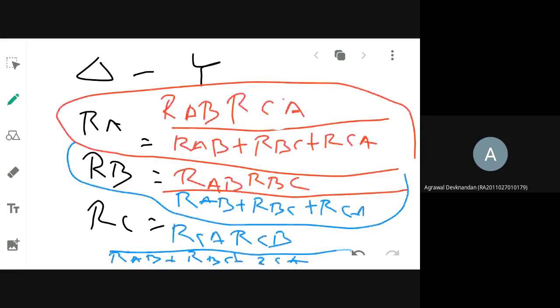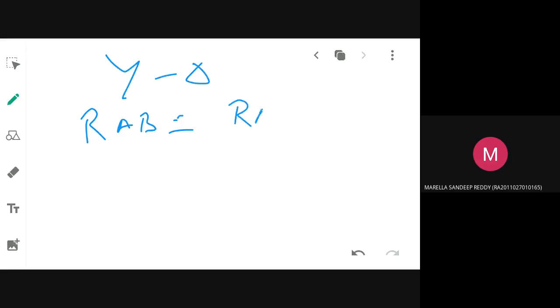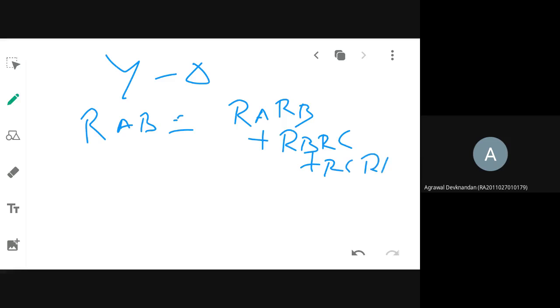Next, if you move on to star to delta, what is RAB? RAB equals RARB plus RBRC plus RCRA divided by RC. RBC equals RARB plus RBRC plus RCRA divided by RA.